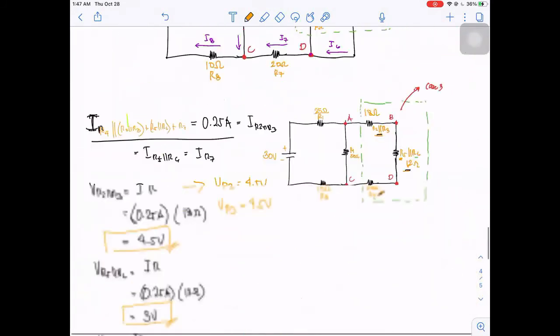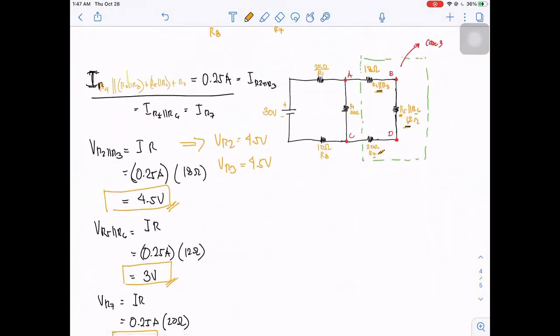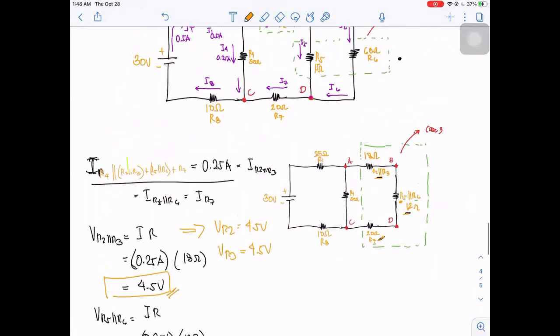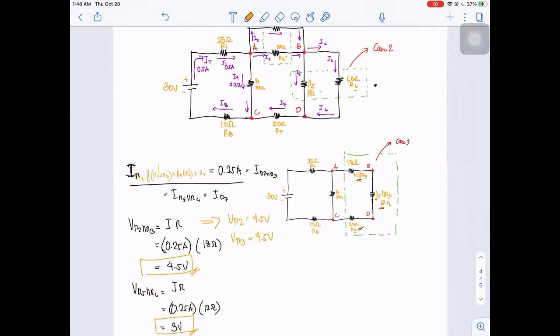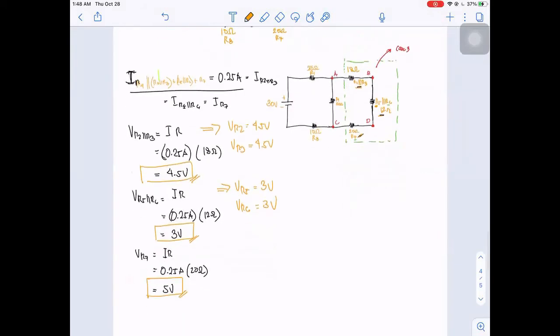Okay, so let's go back. And also, since R5 and R6 are parallel, this one, and based on our computation that the voltage across this equivalent resistance, which is 12 ohms, is 3 volts, therefore we can also say that VR5 is equal to 3 volts. And VR6 is also equal to 3 volts. Okay? And because of that, we can now compute the currents on the entire circuit.